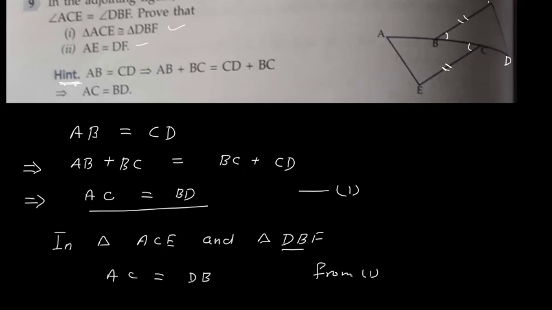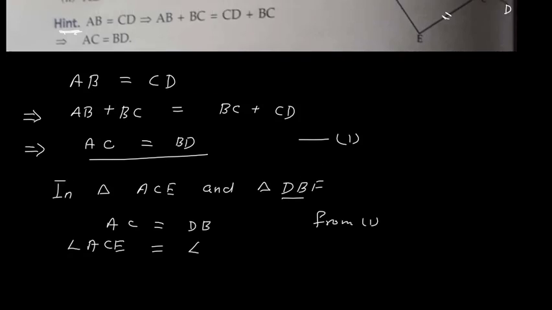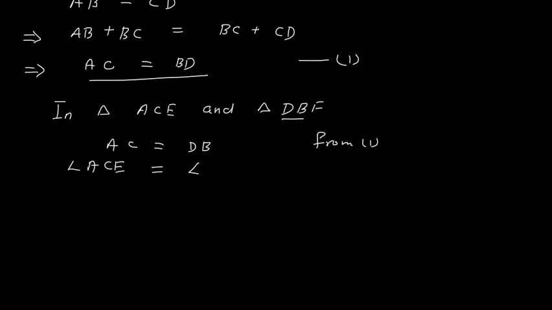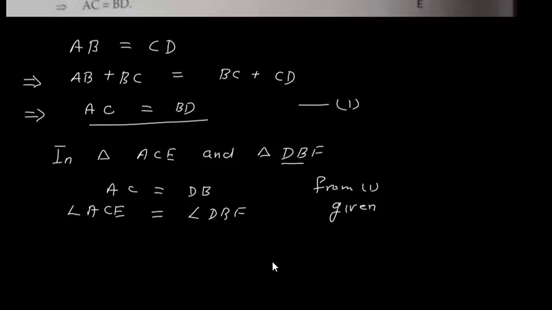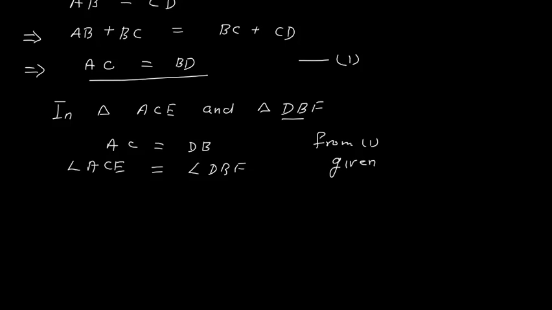Then angle ACE is equal to angle DBF. This is given. And your side CE is equal to BF. This is also given.